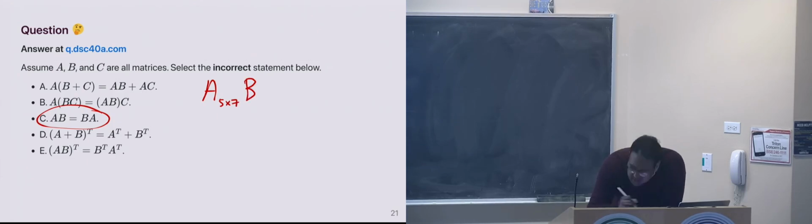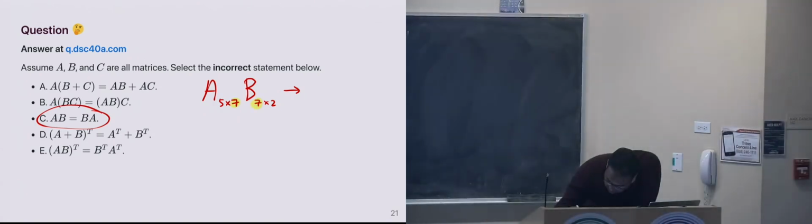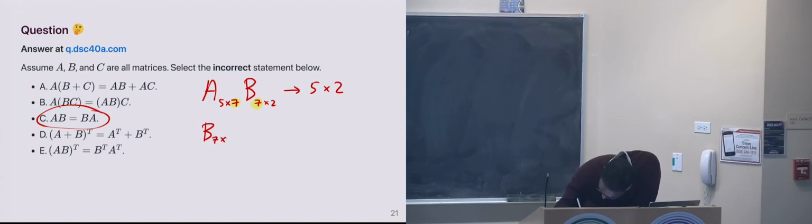To be able to multiply it by B, how many rows must B have? 7, good. How many columns must it have? Could have any number, right? The result will have, since these inner dimensions are the same, 5 rows and 2 columns. Now if I try and do the opposite, B times A, well then the inner dimensions don't even match.